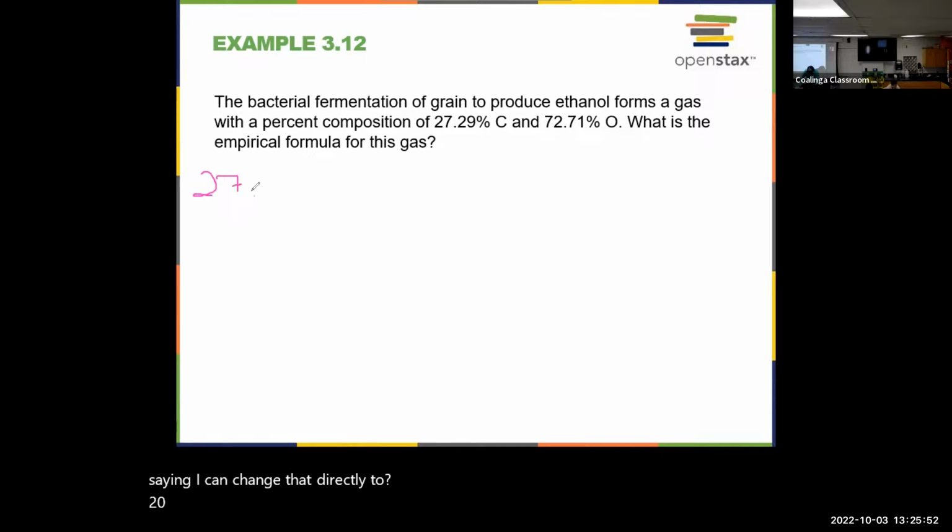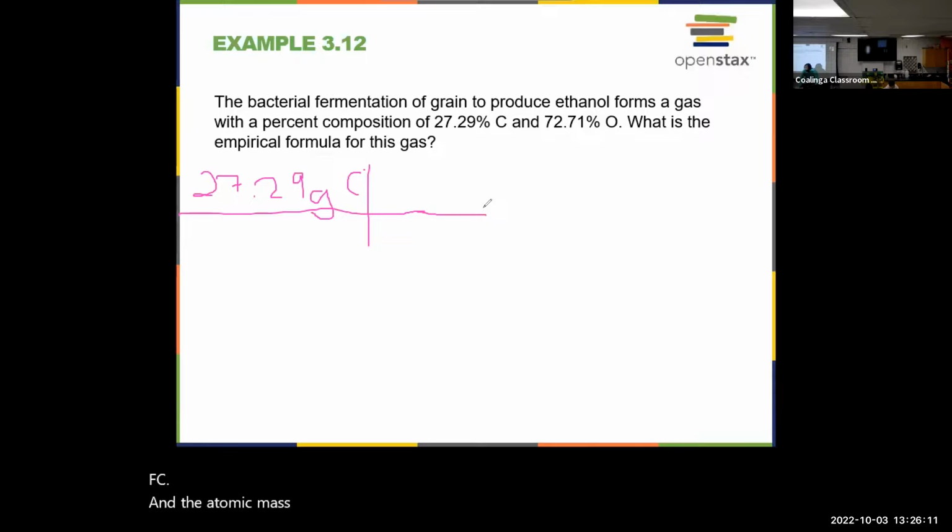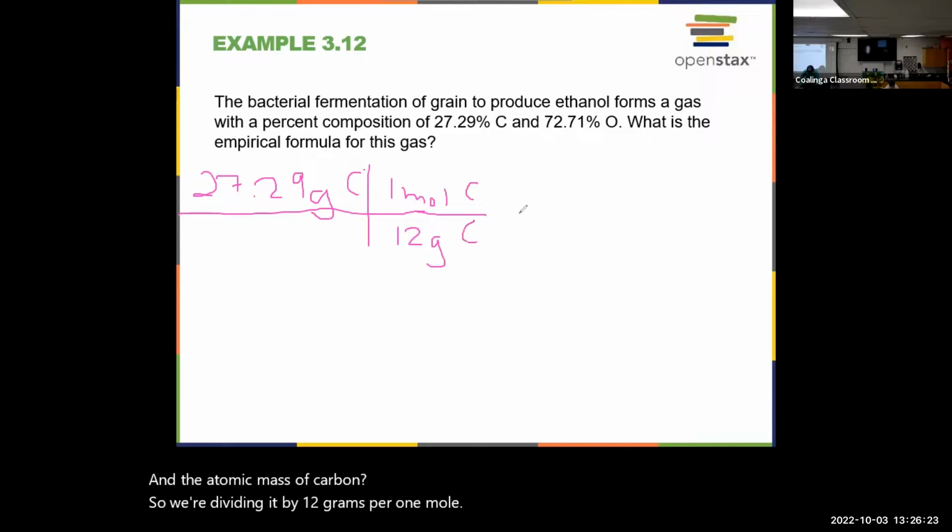27.29 grams. And the atomic mass of carbon? 12. Dividing it by 12 grams per 1 mole. Heavy lifting.